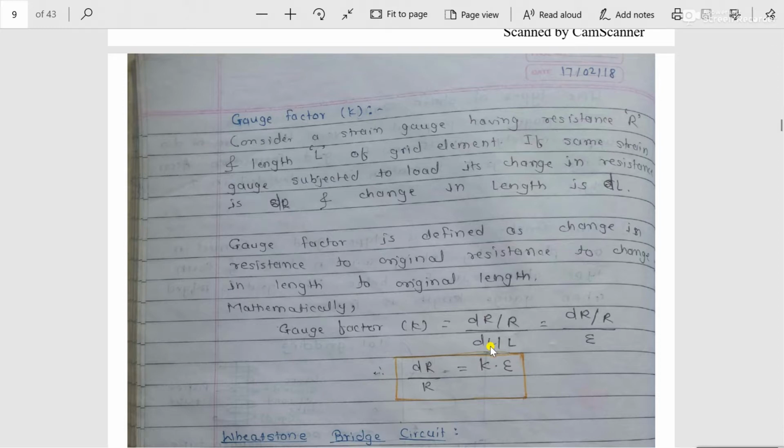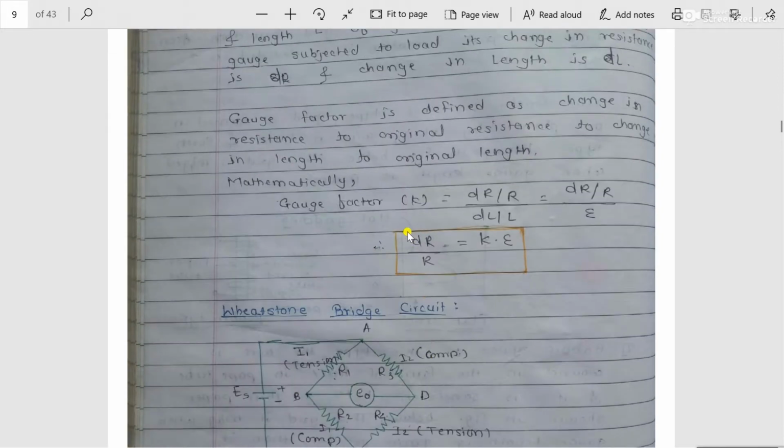The change in dimensions means change in length, divided by original dimension, meaning original length. So this delta L upon L is replaced in the form of strain, and by rearranging this term, that is by taking this epsilon to the left side, I have written the equation: delta R upon R is equal to K into epsilon.